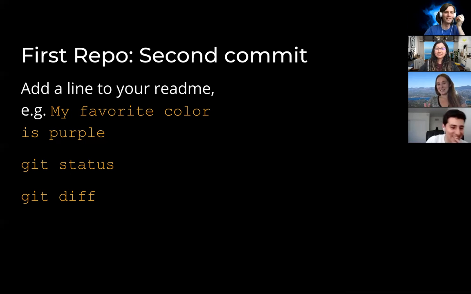But yeah, so after you have updated a file in your repo, if you do git status, it should say you've updated this file or untracked changes or something. And then if you do git diff, it should list what changes you made since the last time you pushed a commit. So it should just say, like, plus my favorite color is purple, whatever.